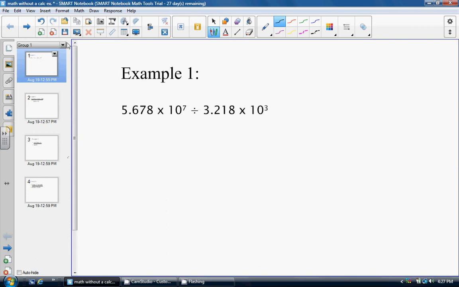The first step I take is to make sure that all my numbers are written in scientific notation. So if you take a look at example 1, you'll see the numbers are already in scientific notation. So I don't have to worry about that part.